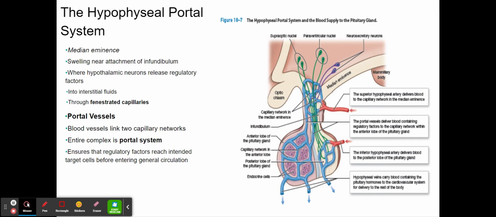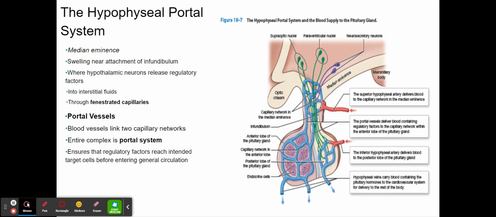In contrast, a typical artery conducts blood from the heart to a capillary network, and a typical vein carries blood from a capillary network back to the heart. Blood vessels that link two capillary networks are called portal vessels. In this case, they have the histological structures of veins, so they are also called portal veins. The entire complex is a portal system. Portal systems are named for their destination, and this particular network is the hypophyseal portal system.